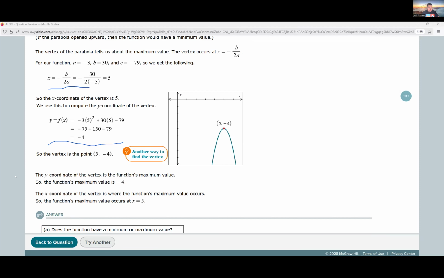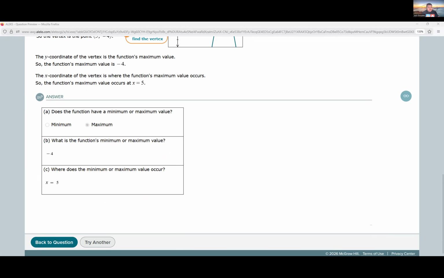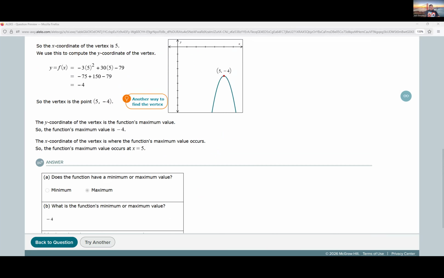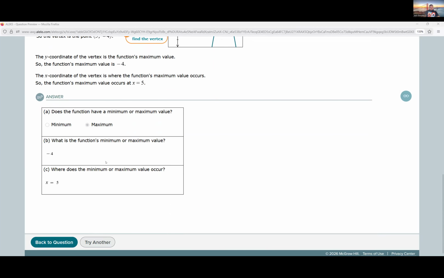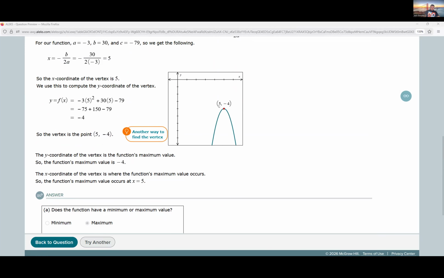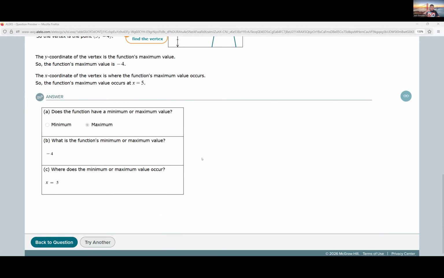But anyway, that's pretty much it, really. See, here's the answers. Does a function have a minimum or maximum? You say max because it's opening down. What is a function's minimum or maximum value? Well, the y value is the actual highest point, right, on your y. So you'd say -4. Where does it happen? You would say it would be the x value. So when you plug in 5, I get a max value of -4. So that's what you should think about it. All right, let's go to a different one. Different question.